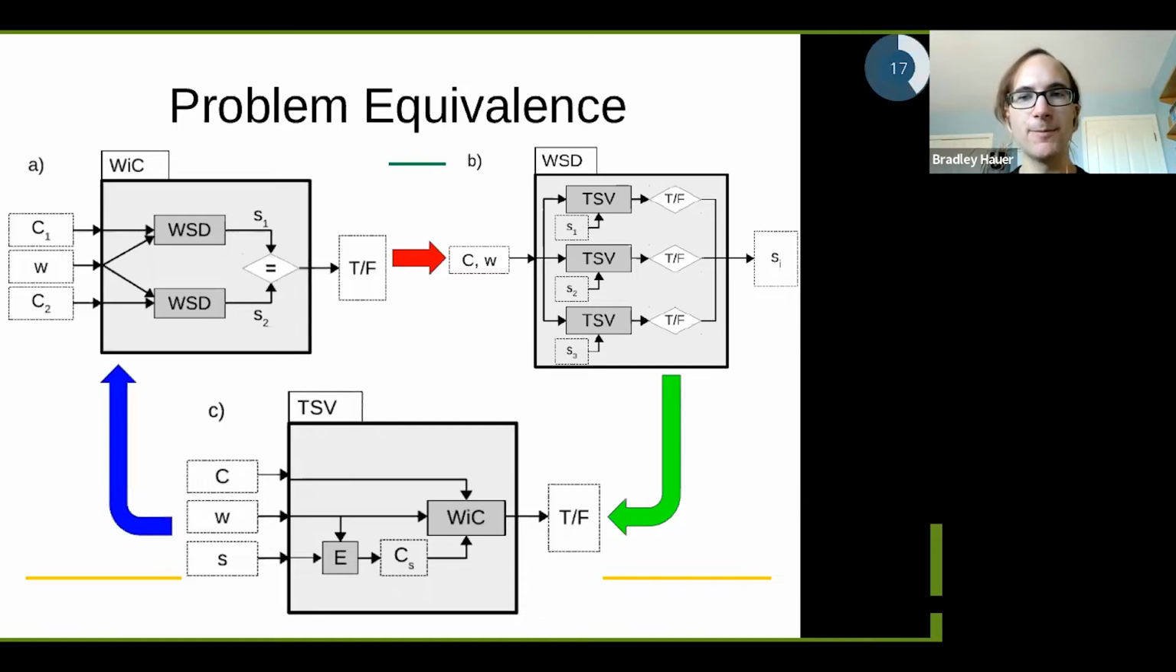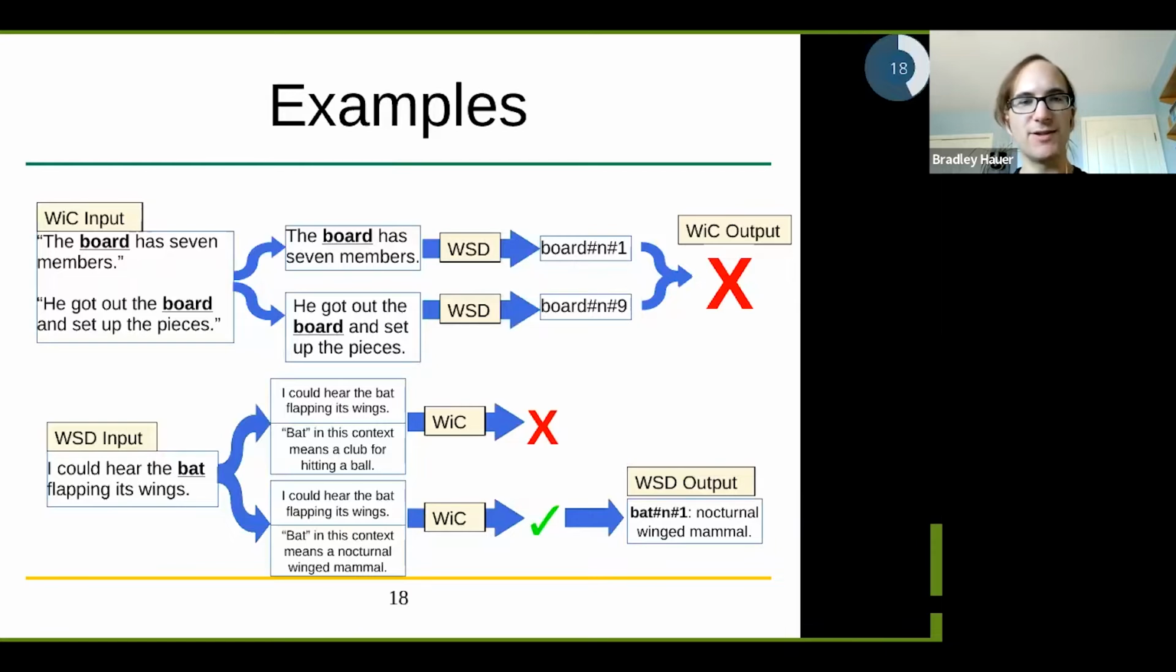And so what we have here is a cycle of reductions. If we have a WSD system, we can solve WIC. If we have a TSV system, we can solve WSD. And if we have a WIC system, we can solve TSV. So what we've shown is that a solution to any of these problems gives a solution to all of the other 3. Let's take a look at some examples to make this a bit more concrete.